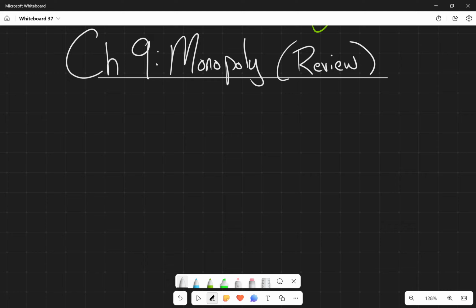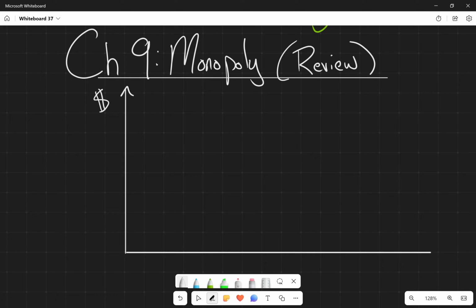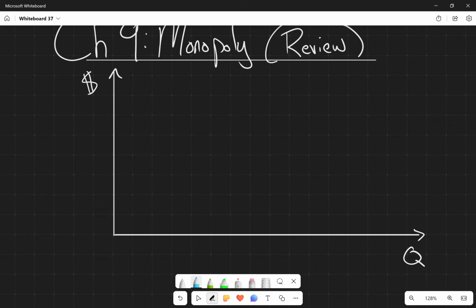So we're going to fly through Chapter 9, should be review. On the y-axis, we're always going to have dollars, our total cost or our total revenue. On the x-axis, we're going to have the quantity. And when we're talking about monopolies, we know that we have a downward sloping marginal revenue curve.